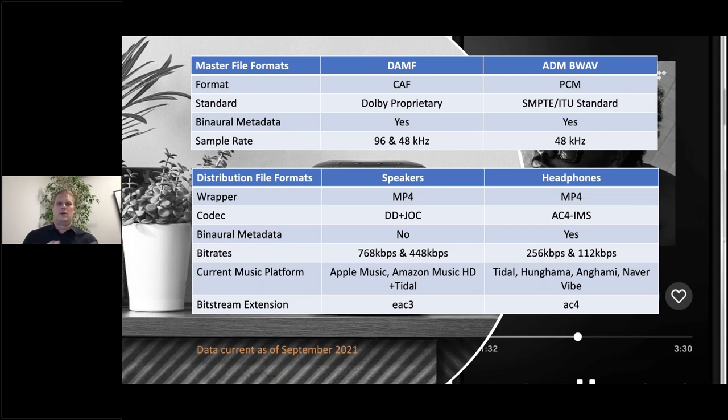Whether you're playing over a speaker-based playback or a headphone-based playback or some combination of it, and we'll talk about some of those combinations going forward here, this is basically what is being packaged inside of that. So we've got an MP4 wrapper around a codec, whether that's DD+ JOC or the AC-4 IMS codec. And you'll see that those utilize the metadata in different ways. DD+ JOC is very much for speaker-based playback, and AC-4 IMS is optimized for mobile playback, hence the different bit rates as well. 768 kilobits per second for DD+ JOC, and then falling back to 448, 256, and 112 for headphone-based playback on the mobile devices.